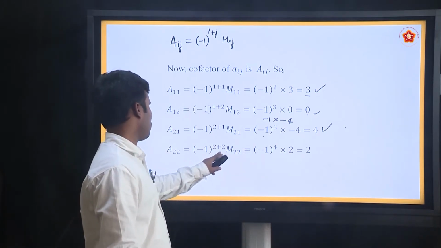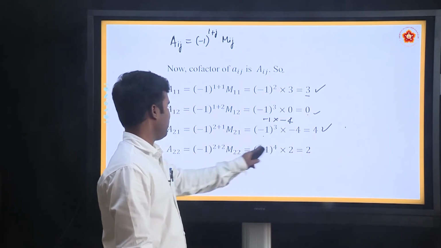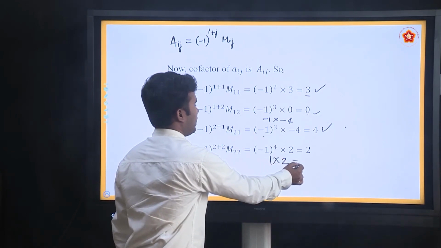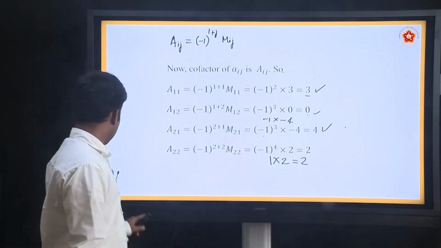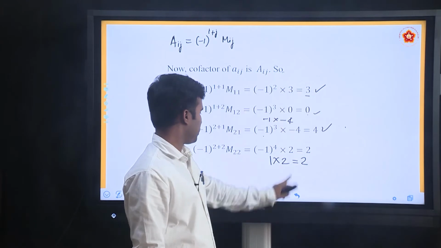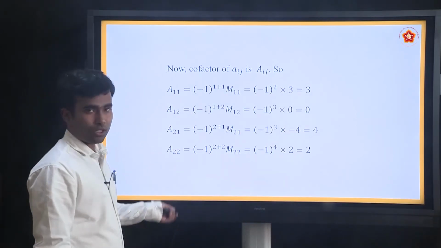Minus 1 to the power 2 plus 2 into m22, minus 1 to the power 4. See, minus 1 to the power 4 is 1, into 2, therefore the cofactor is 2. That is how we can find minors and cofactors of a given problem. So, we will see, this is order 2.